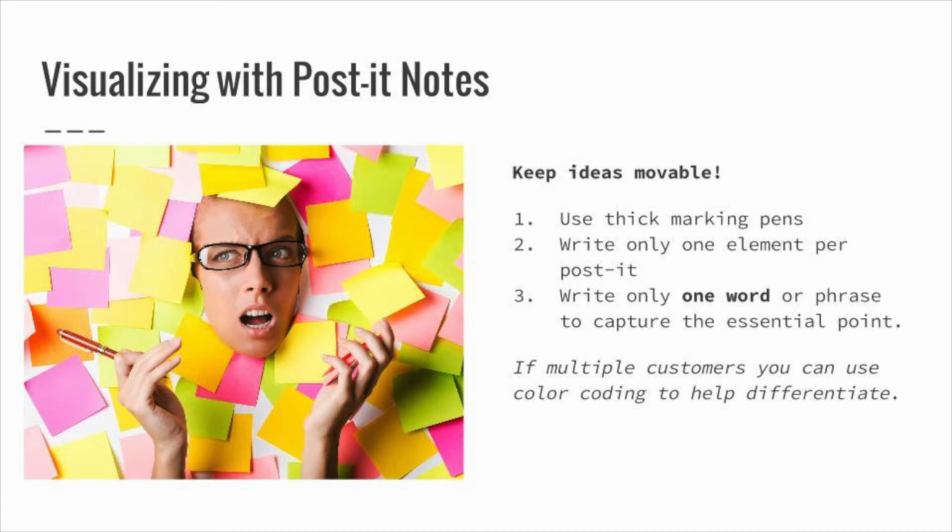You want to use Sharpies, not pens, so that when you step back, you can really see the big picture and visualize it. And then again, I mentioned this earlier, but if you have multiple customer segments, I find it really helpful to use a different color for each customer segment. When you look at it overall, you can see the different lines, the different channels, the different value propositions and relationships for each customer.